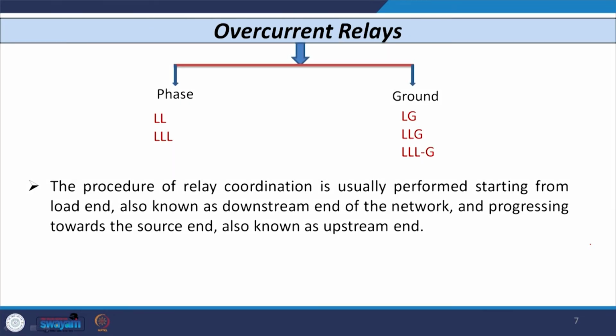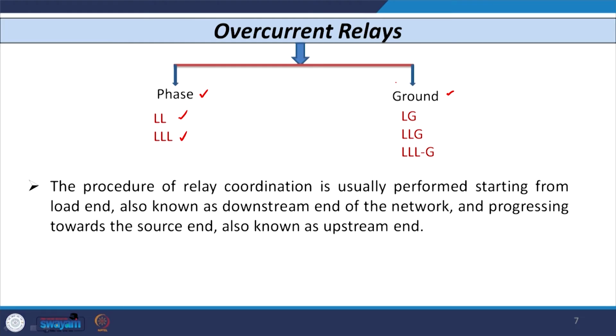After that, let us consider how the coordination of overcurrent relays is carried out. We know that we have an overcurrent relay, and there are two types of overcurrent relay. One is known as the phase relay and the other is known as the ground relay. Phase overcurrent relays are those responsible for detection or operation when a line to line fault or triple line fault occurs. So both are phase faults. Whenever any phase fault occurs, the phase overcurrent relay detects that fault and gives a signal to the circuit breaker.